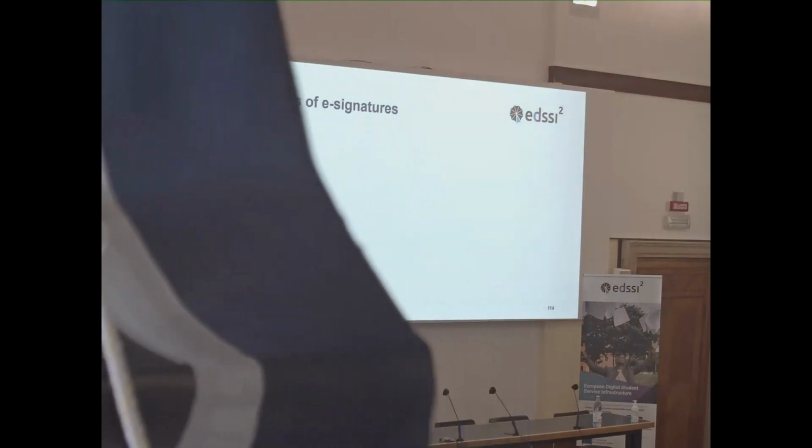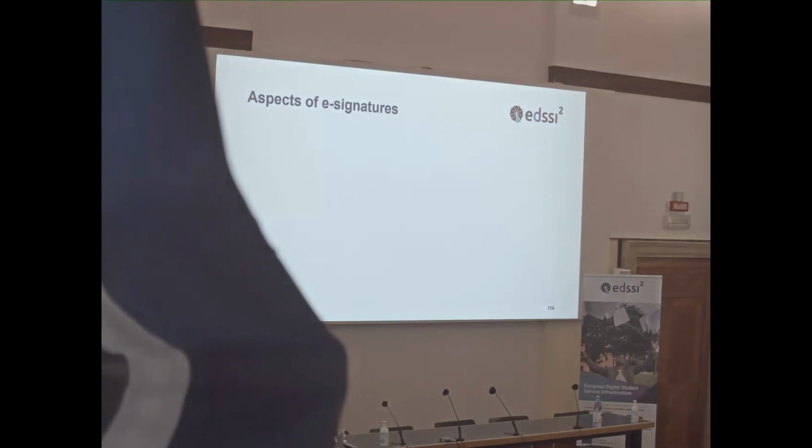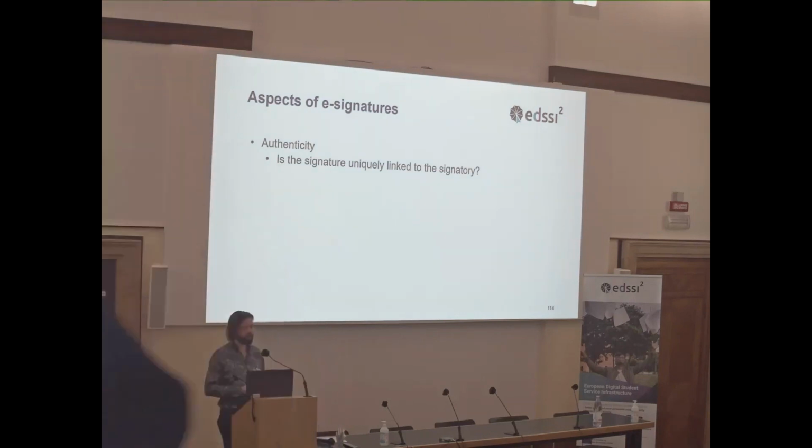So some aspects of e-signatures that could be important to actually understand, and the reasons why we actually use e-signatures. So the first one is authenticity. Is a signature uniquely linked to the signatory? In the sense that I can sign something, but if I'm using what's very common today, just an image of my name, is that really uniquely linked to me? Or is it just an image that I've actually sent to someone else and they have signed the document with that image?